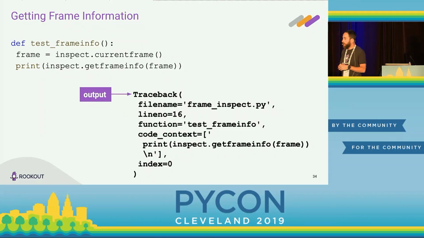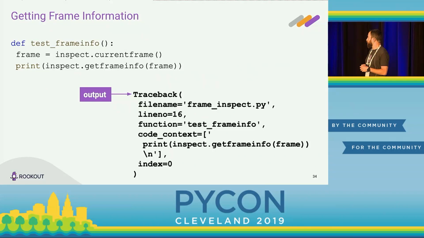So this is the output for it. You get the file name, frameinspect.py, which I'll show you the repo for a bit later. Line number 16, function name, code context. The index shows where we are up in the stack trace. Since we are currently executing, the index is 0. But we can also traverse the stack trace and go up.